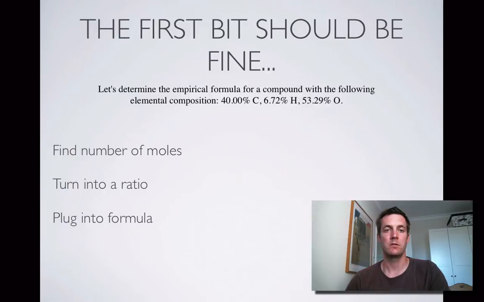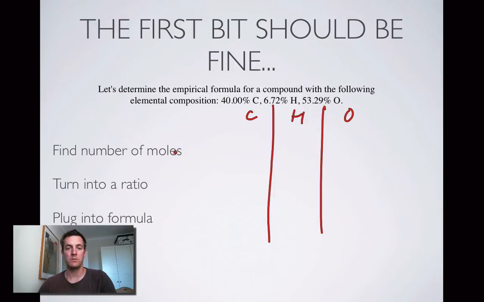So here we are. The first bit should be fine, because we've done empirical formula calculations in the previous film. We've got carbon, hydrogen and oxygen here. Let's put them in a table and find the number of moles: that is 40 over 12.01, 6.72 over 1.008, and 53.29 over 16.